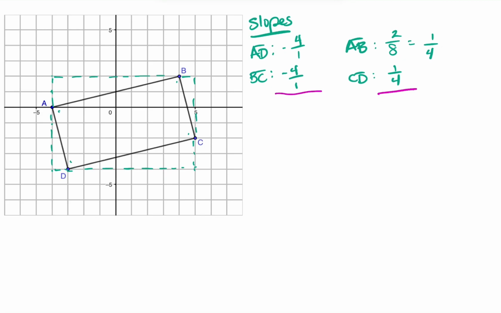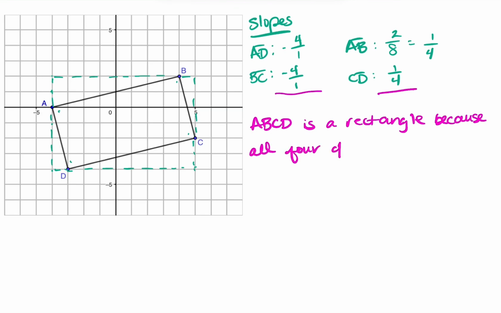So let's write our explanation. ABCD is a rectangle because all four of its angles are right angles.